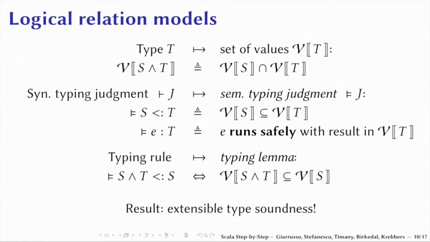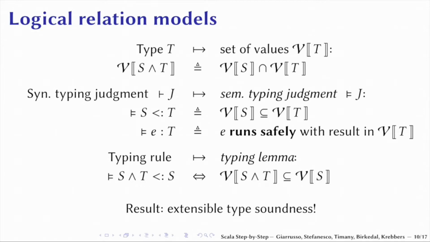Then we map syntactic typing judgments to semantic typing judgments. For instance, S is a subtype of T if V of S is a subset of V of T. Crucially, an expression E has semantic type T if E runs safely and any result is in V of T. Hence, semantically typed expressions are type safe by definition.